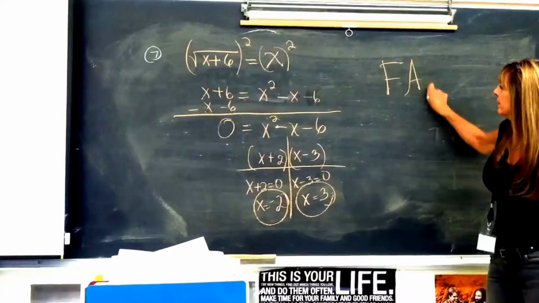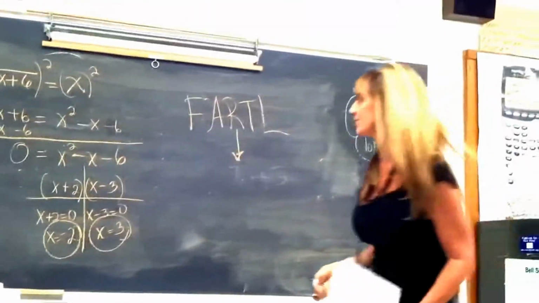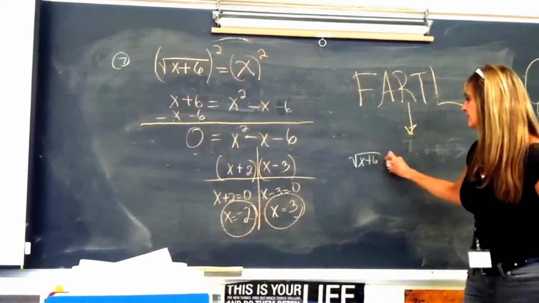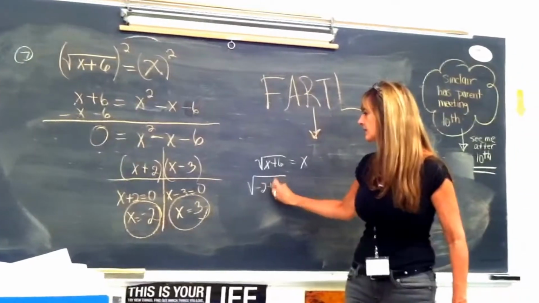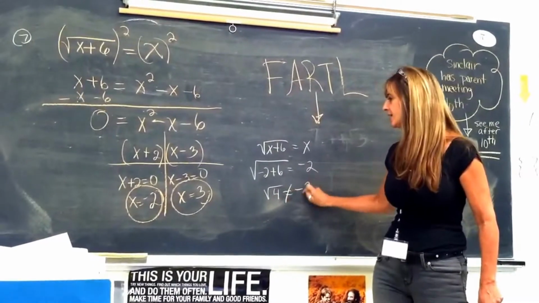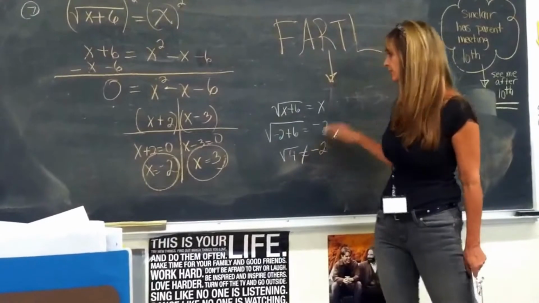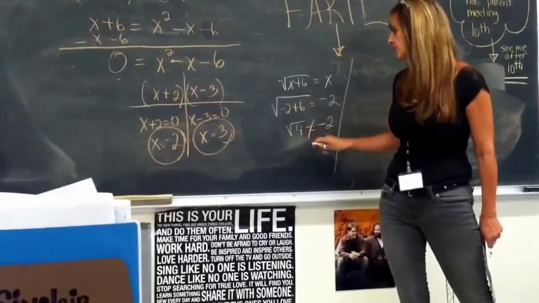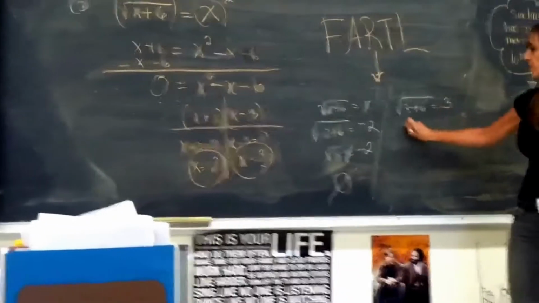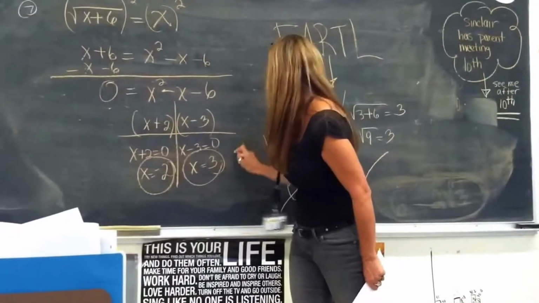And because this is a radical, I have to check. So let's see what works and if something doesn't work. Square root of x plus 6 equals x. If I put a negative 2 in, will it work? No, because the square root of 4 is not negative 2. Remember, I didn't introduce that square root, so we only take the principal root, the positive root. So this is a reject. The 3, though, is going to work. Square root of 9 is 3. Cha-ching! So the final answer is 3.